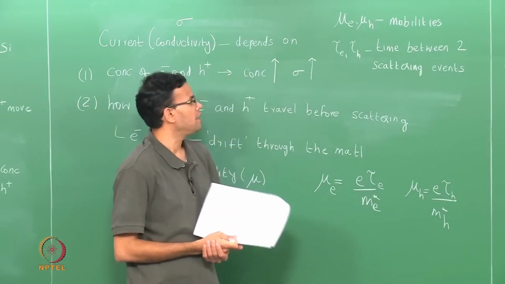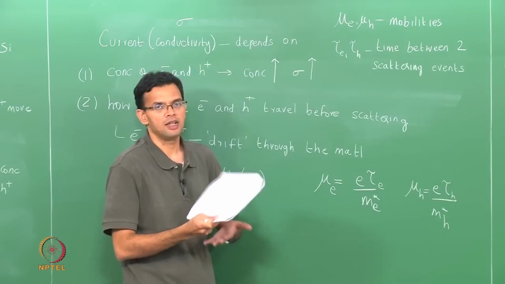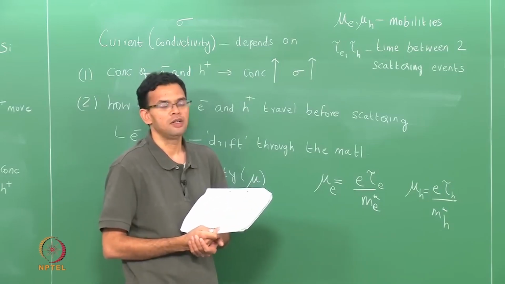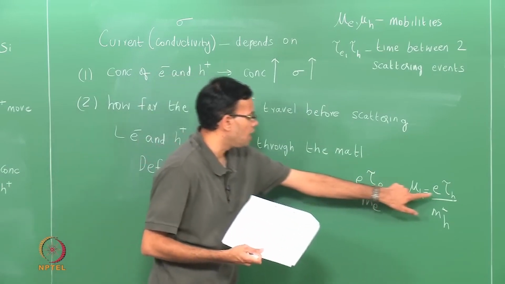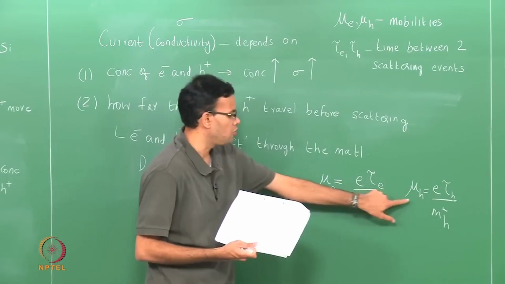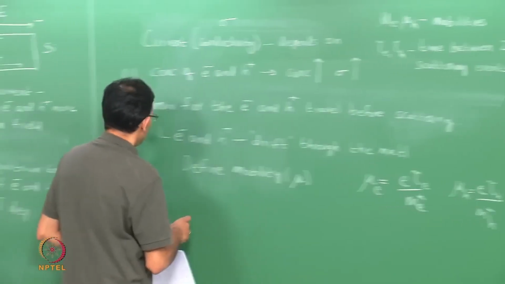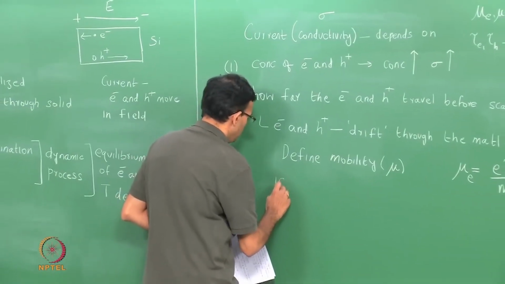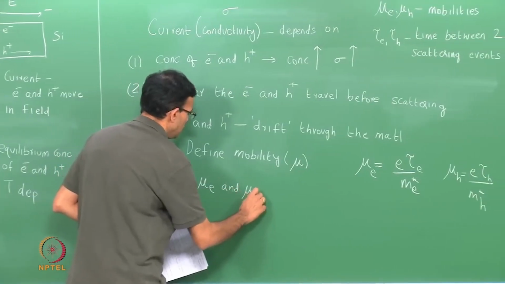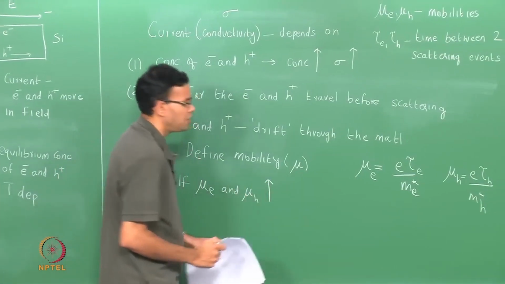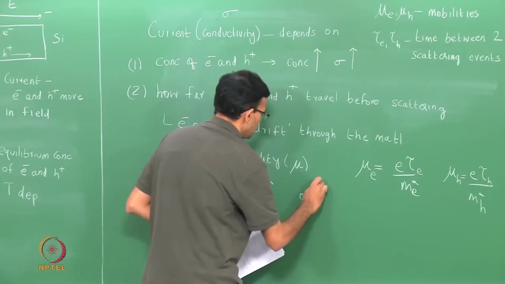So, if tau e and tau h are large, which means the time between two scattering events is large, the electrons can travel a large distance before scattering. In such a case, your mobilities are also large, and hence the conductivity is higher. So, we can say if mu e and mu h increase, and they would increase if the scattering is less, the conductivity increases.